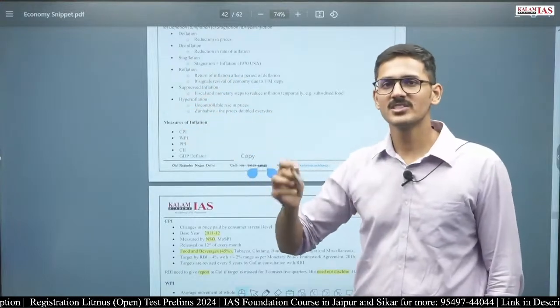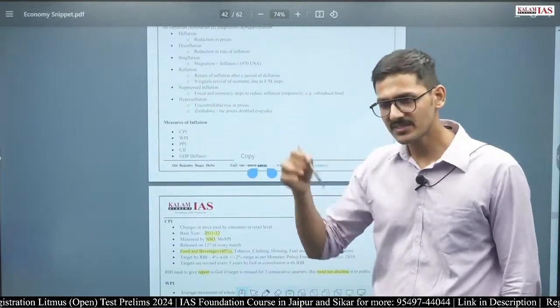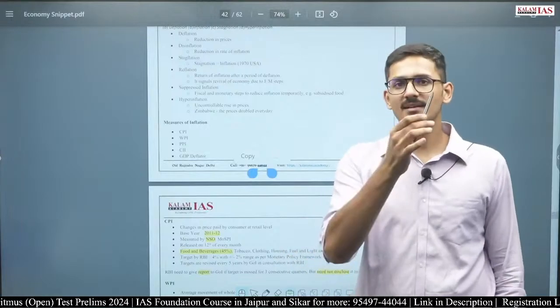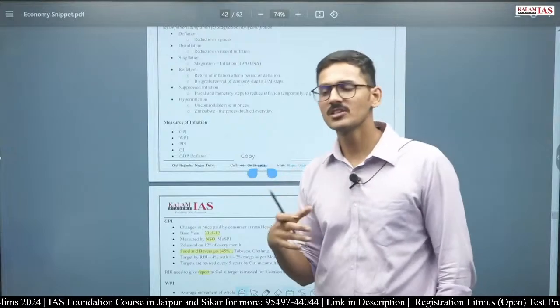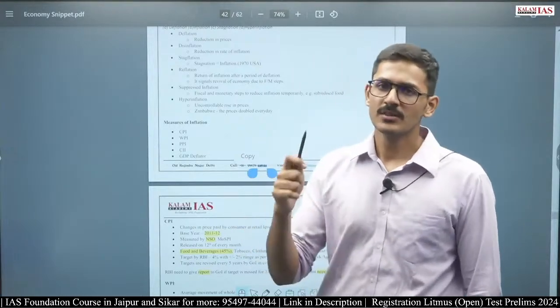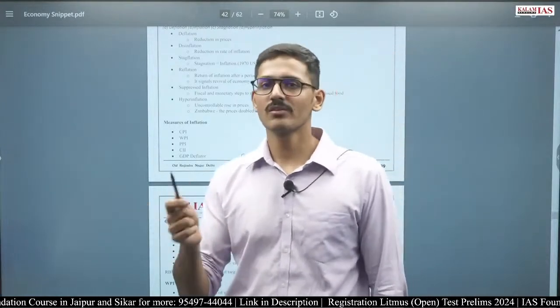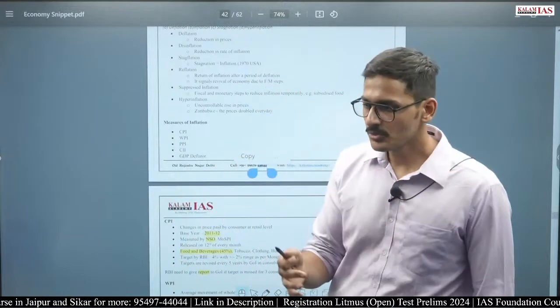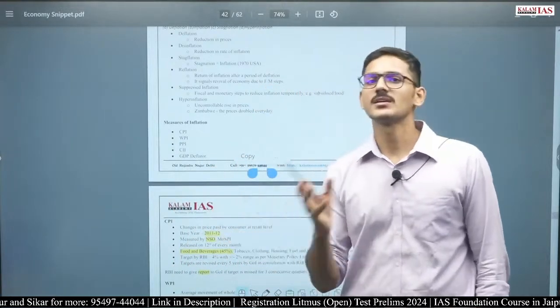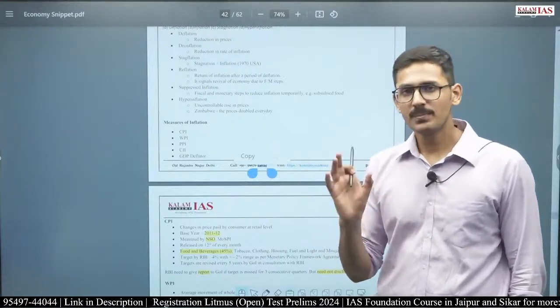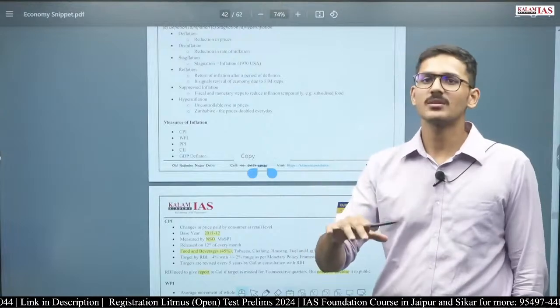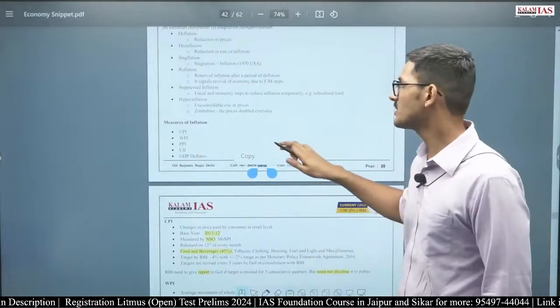Reflation is the return of inflation after a period of deflation. Once the prices have reduced, if the prices again start increasing, then we call it reflation. Suppressed inflation is because of fiscal and monetary policy; the prices of goods and services in the market do not reflect the actual situation. For example, during COVID-19, if the prices of rice were increasing, the government provided subsidized rice to the poor people. So the price of rice was suppressed by government activities. So that is suppressed inflation.